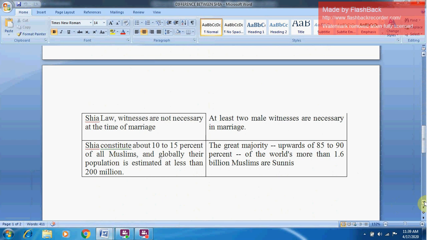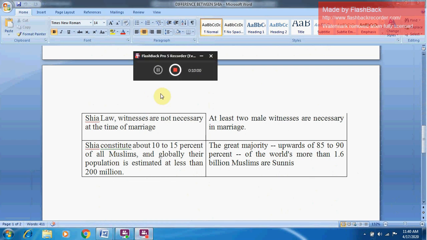And the last point we would like to discuss is that Shias constitute about 10 to 15% of all Muslims, and globally their population is estimated at less than 200 million. Among Sunnis, the great majority, upwards of 85 to 90% of the world's more than 1.6 billion Muslims, are Sunnis. And these are the general differences between Shia and Sunni law.